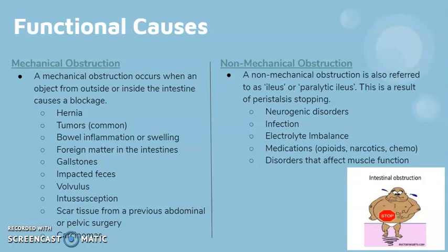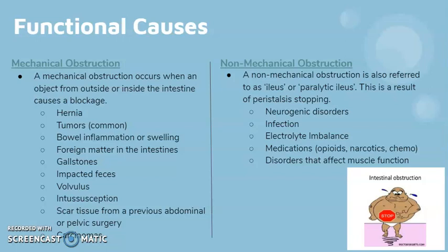All right, some functional causes of bowel obstructions. We're going to start with the mechanical obstruction. The definition of a mechanical obstruction is when an object from outside or inside the intestine causes a blockage. And these are some examples of a mechanical obstruction.